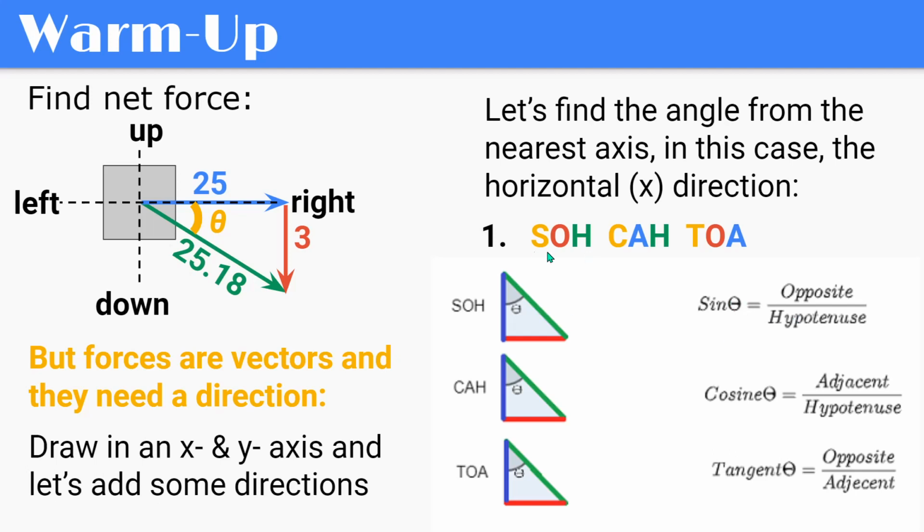So the SO in SOHCAHTOA is sine of the angle, whatever, theta, equals opposite over hypotenuse. That's the O and the H. In my triangle, that's this red one and this green one. Okay, and this one is color coded too. I think it's the same, but my angle's in a different spot. But that's the SO. The CA in SOHCAHTOA is cosine of the angle theta is adjacent, that's the A, over hypotenuse. There's your H. So SOH, CAH, and then tangent, TOA. Tangent of theta is opposite over adjacent.